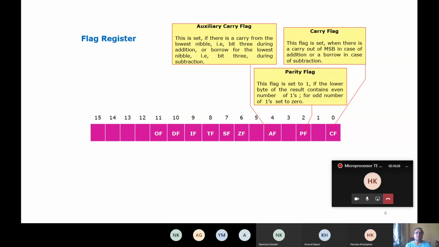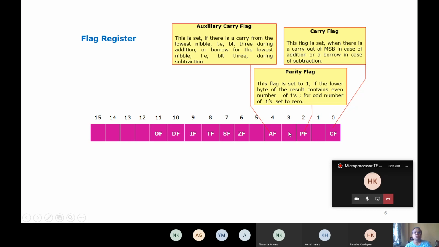The next flag is the auxiliary carry flag. You give the name auxiliary carry flag in your notebook. This is an interesting flag. This flag will be set if there is a carry from the lower nibble to the upper nibble. That means the third bit of the operand. So this is the third bit. If you see, actually it is in the fourth position. Index is 3, but the position number is 1, 2, 3, 4.